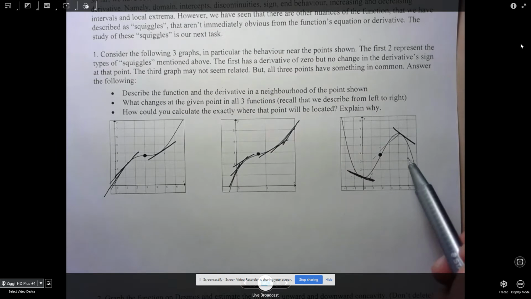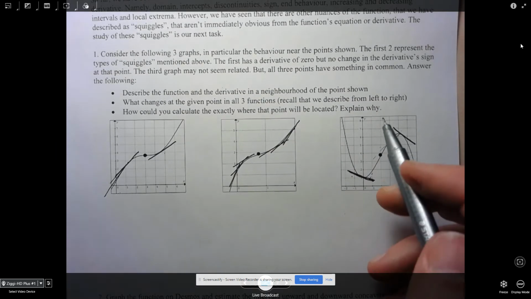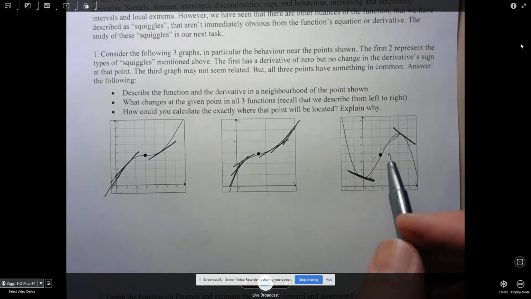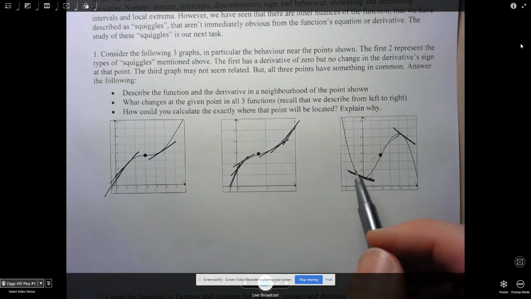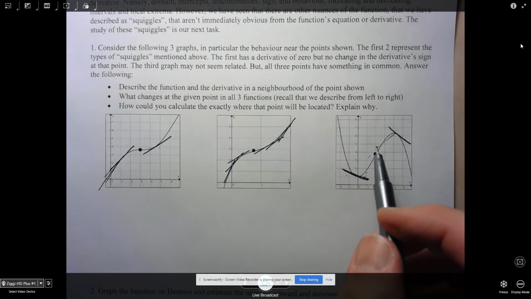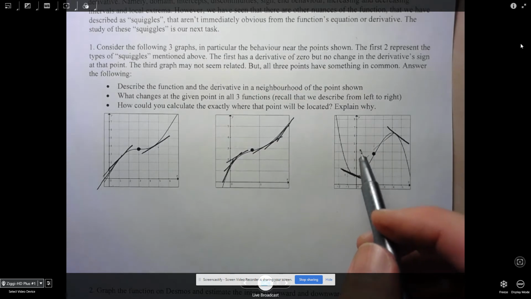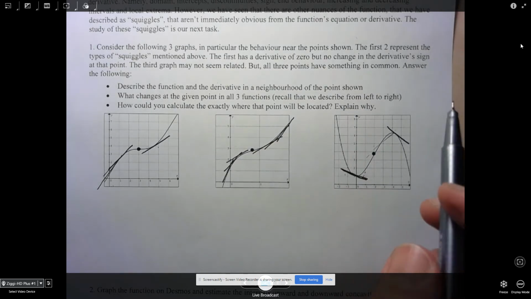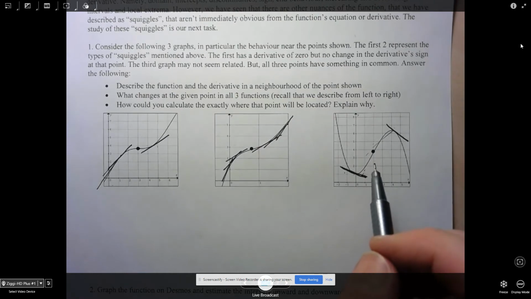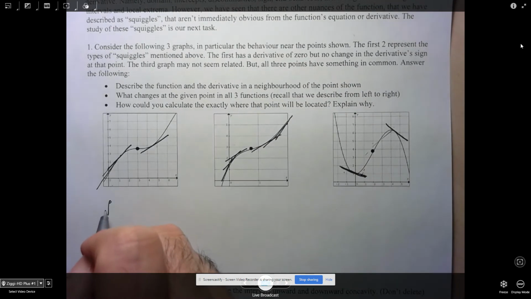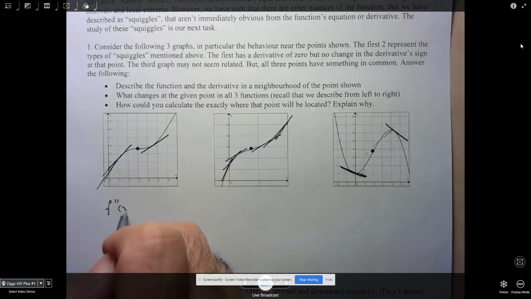But think of what we're talking about. We're talking about how the derivatives are increasing or decreasing. And what's going to tell us when the derivative is increasing or decreasing? Its derivative's sign is going to tell us that. In other words, we're going to be working with the second derivative.